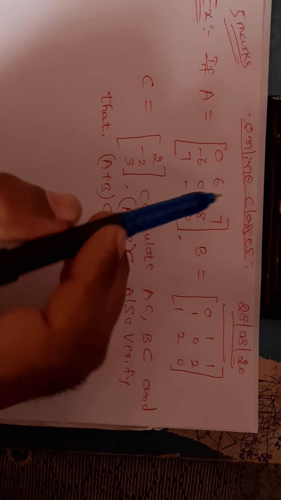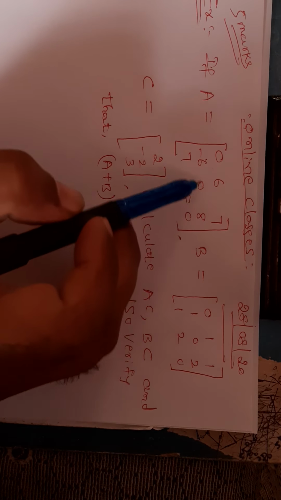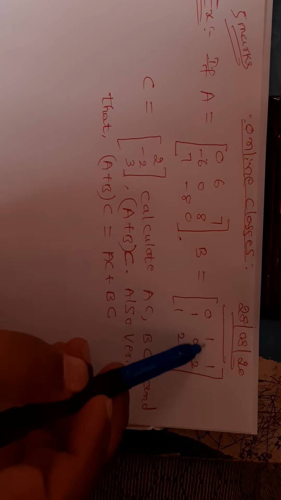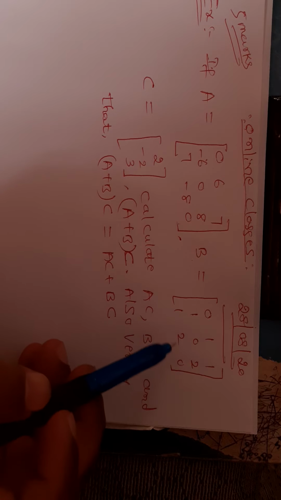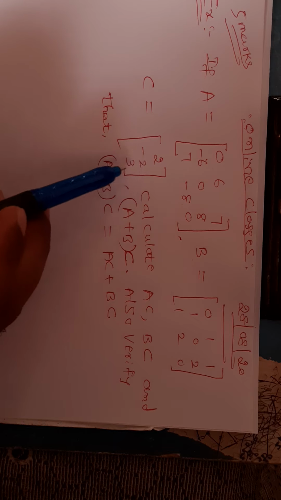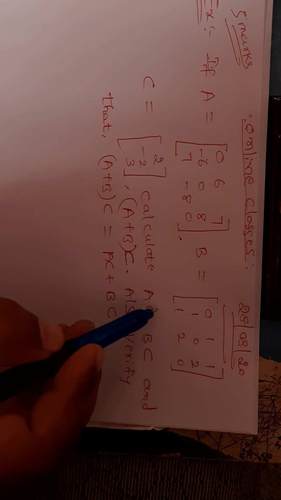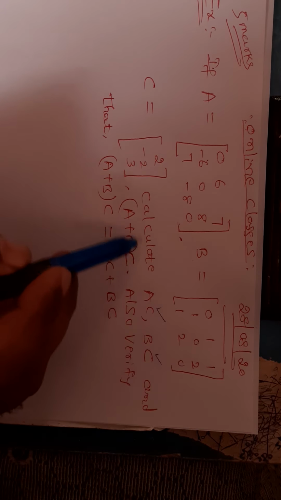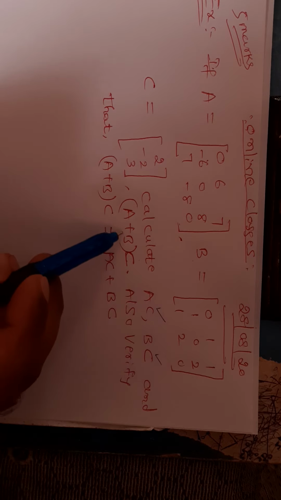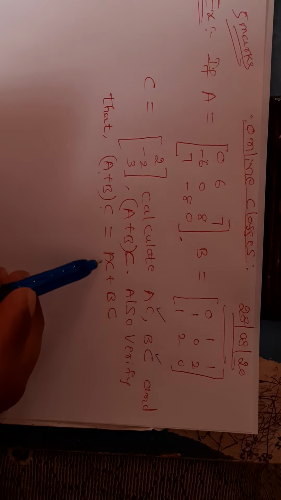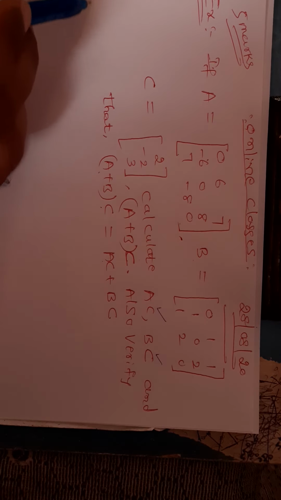If A equals 0, 6, 7, minus 6, 0, 8, 7, minus 8, 0, matrix B is given 0, 1, 1, 1, 0, 2, 1, 2, 0, and C is given, it is a column matrix 2, minus 2, 3. So calculate AC, BC and A plus B into C. So three things here, AC, BC, A plus B into C. Also verify that A plus B into C is equal to AC plus BC. So we have to verify this property.